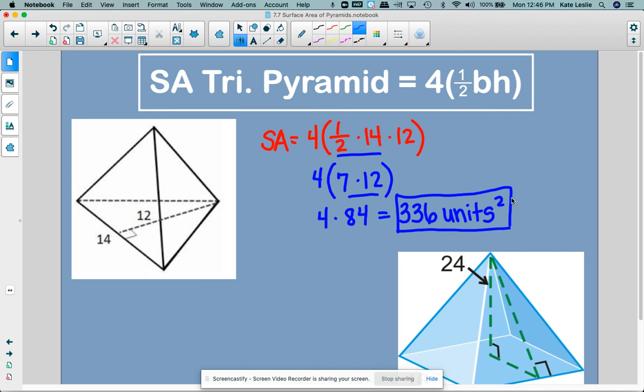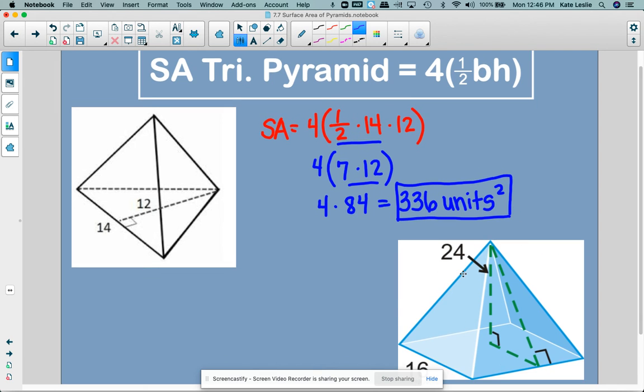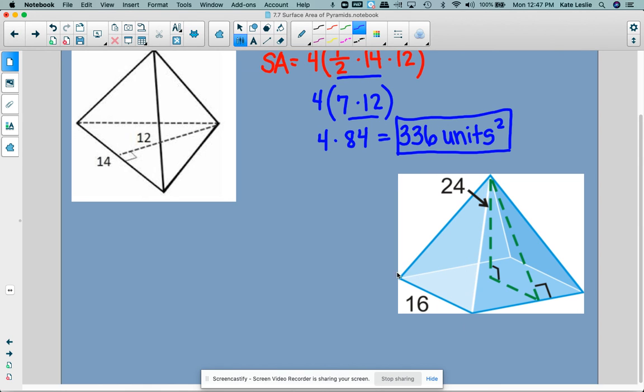If you would like an extra problem to practice, I will just show you this one down here. We have a base of 16 and a height of 24.